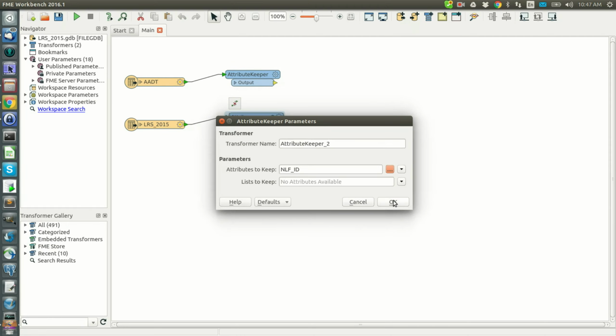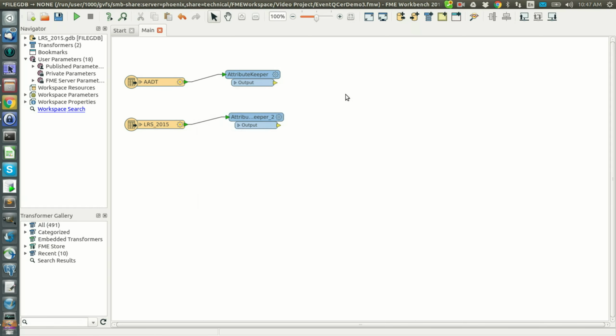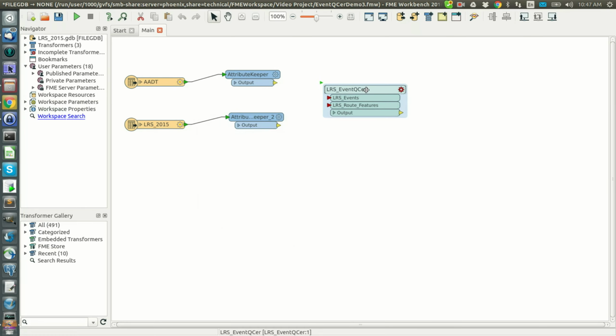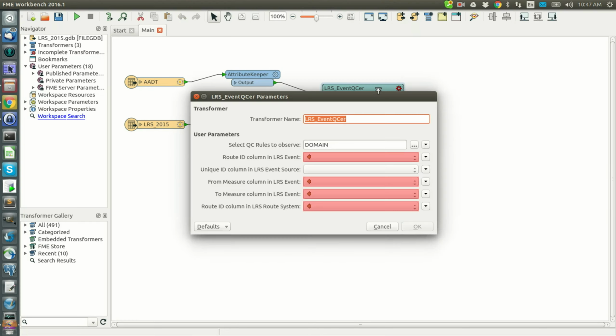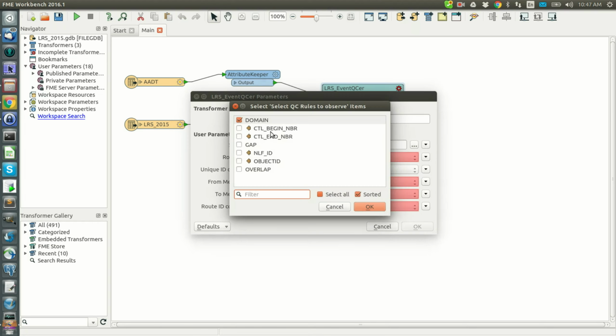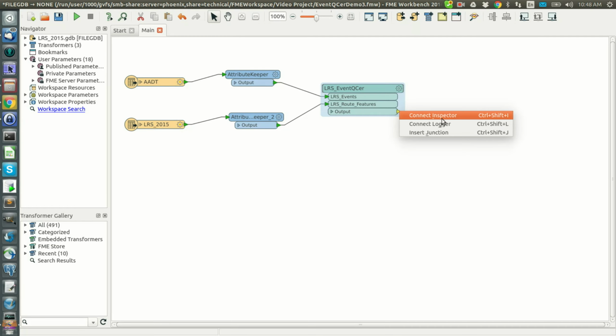Now, let's add the LRS EventQCer transformer and set the parameters. We would like to observe all three rules in this case. Finally, we connect the output to the Inspector and kickstart the process.